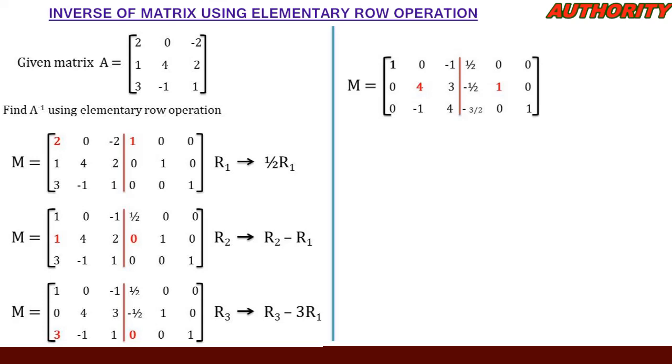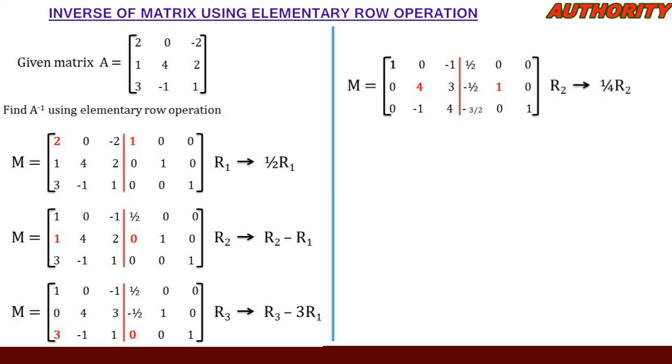Second row, second column. The pivot element is 4. We want to make it 1. What can we do? We multiply this 4 by the inverse of 4, which is 1 all over 4. That automatically gives us 1. So whatever we do to this element, we also extend it to the rest of the elements.